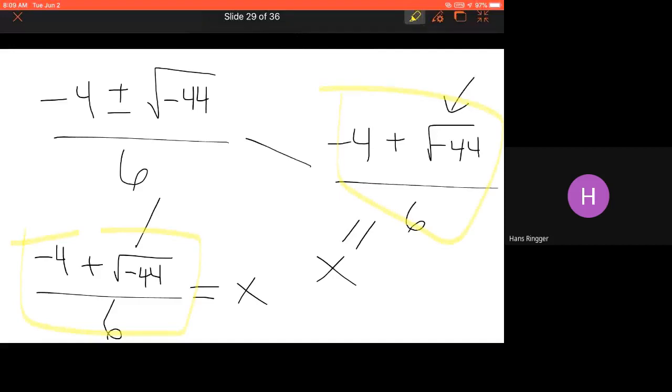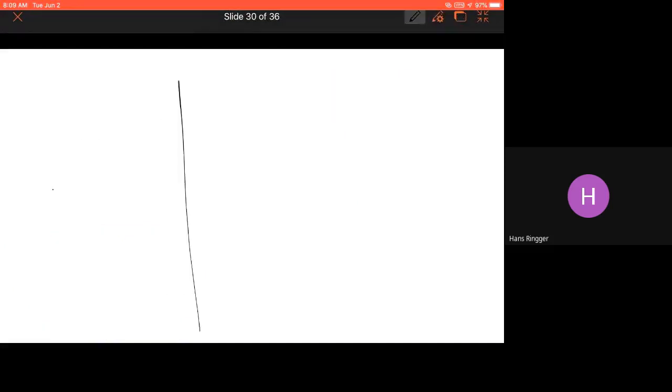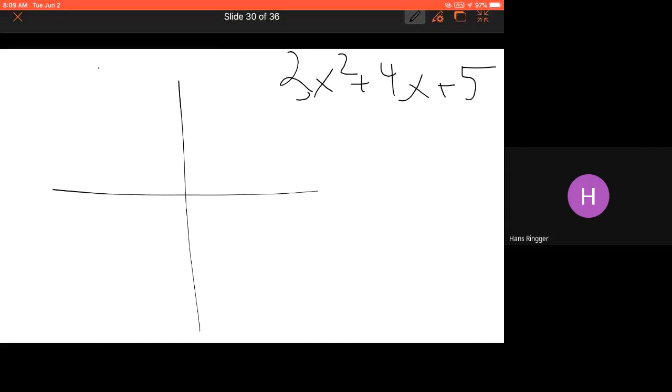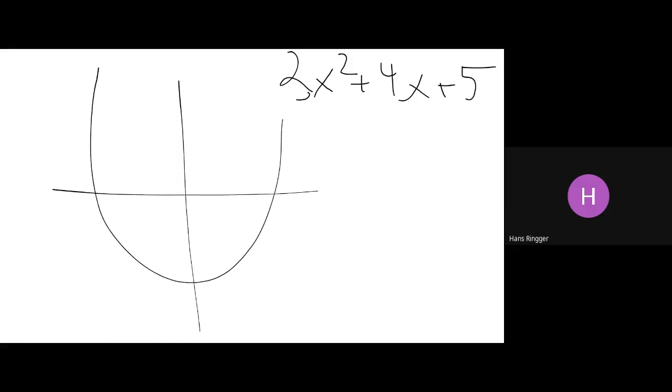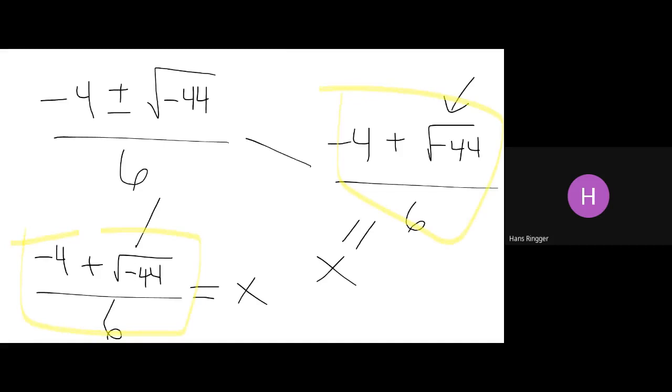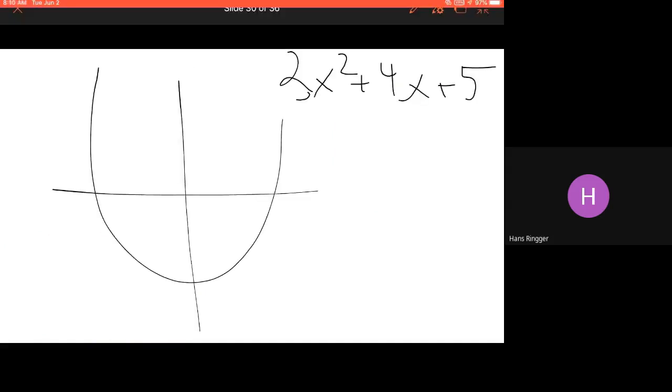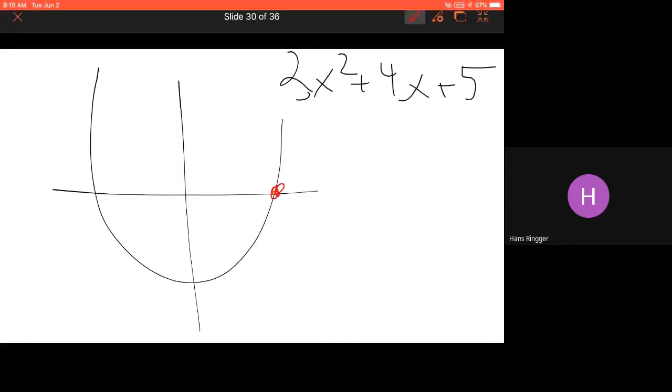Now, what I mean by x would equal these numbers is if we were looking at a graph of a parabola, a graph of the equation 3x squared plus 4x plus 5, and this isn't going to be the exactly correct graph, but let's say it looked something like this. Those two answers we got on the last slide, these two answers circled in yellow, those are going to be the places where our parabola intersects with the x-axis, right here and right here.